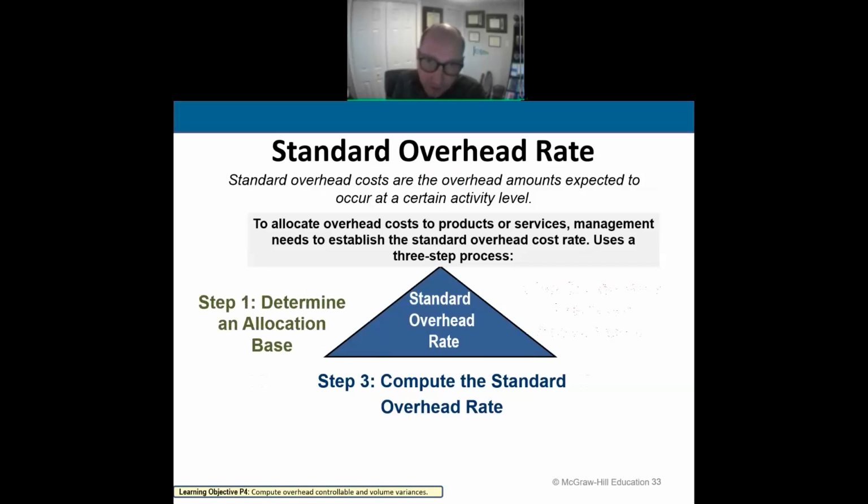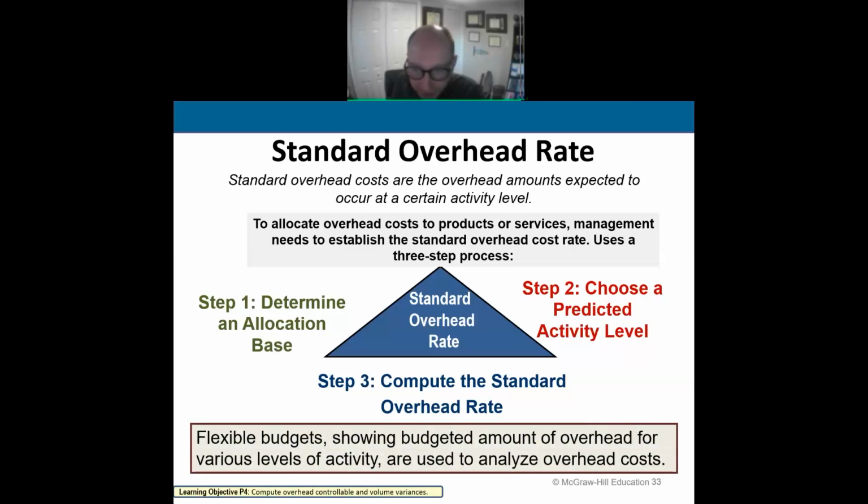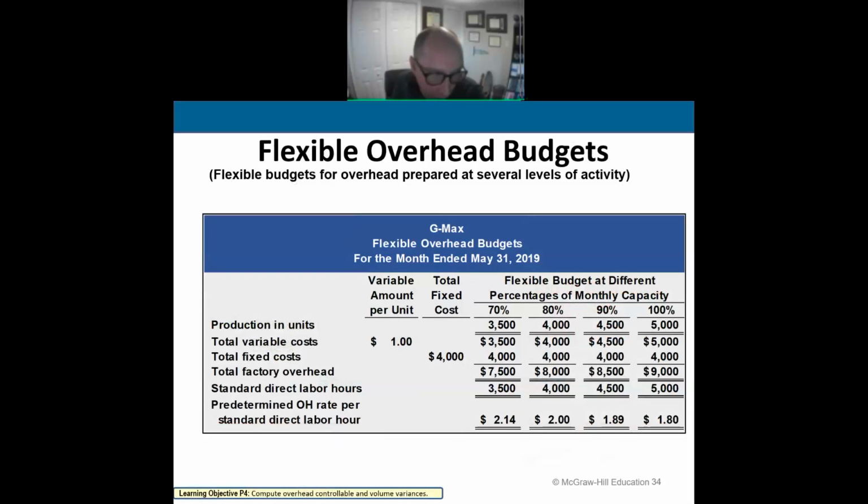First thing you've got to do to figure out your standard overhead rate is find your allocation base. Then you choose your predicted activity level. Then you compute the standard overhead rate. That gives you your budget. And we talked a lot about that when we talked about factory overhead three weeks ago.